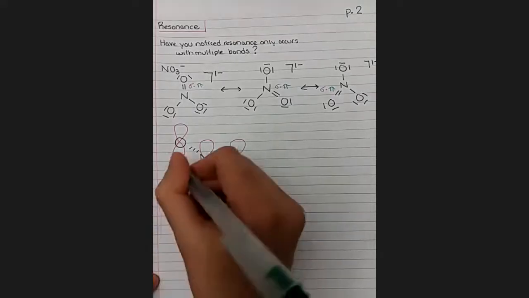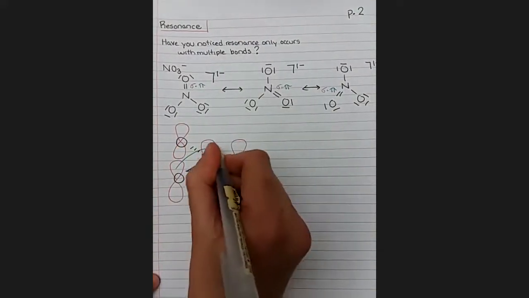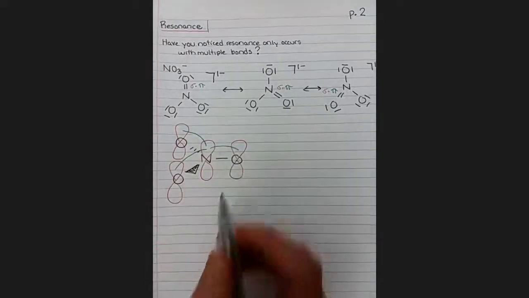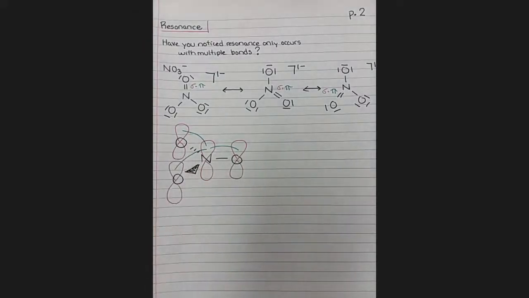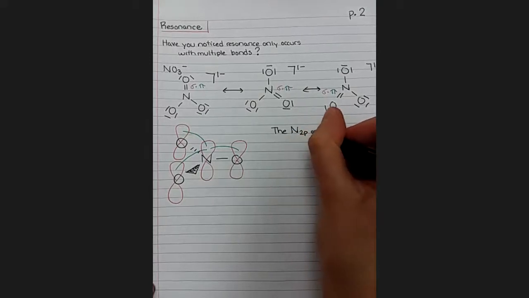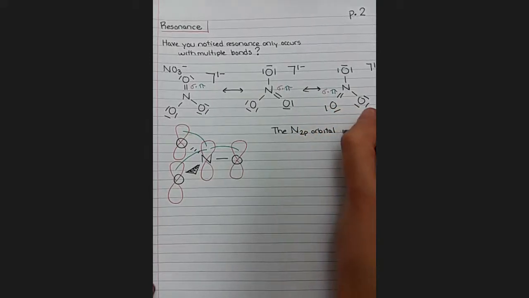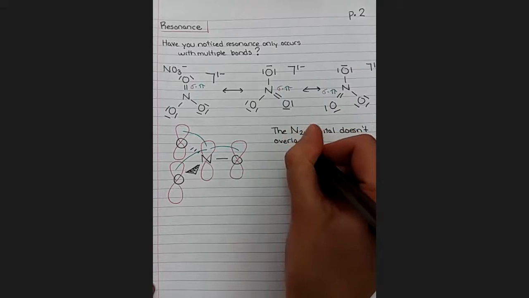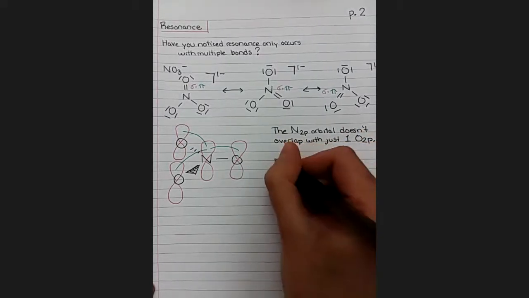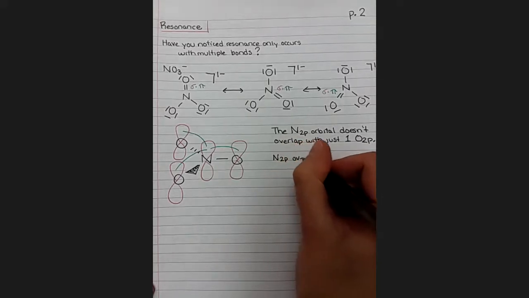And the way that resonance works is that there is overlap between each of the oxygen orbitals and the central nitrogen. So there is some overlap between all four of these atoms, and that's why the double bond can be drawn in all three of those positions. It needs to be drawn as three resonance structures. So that nitrogen 2p orbital doesn't overlap with just one other. It overlaps with all of them.